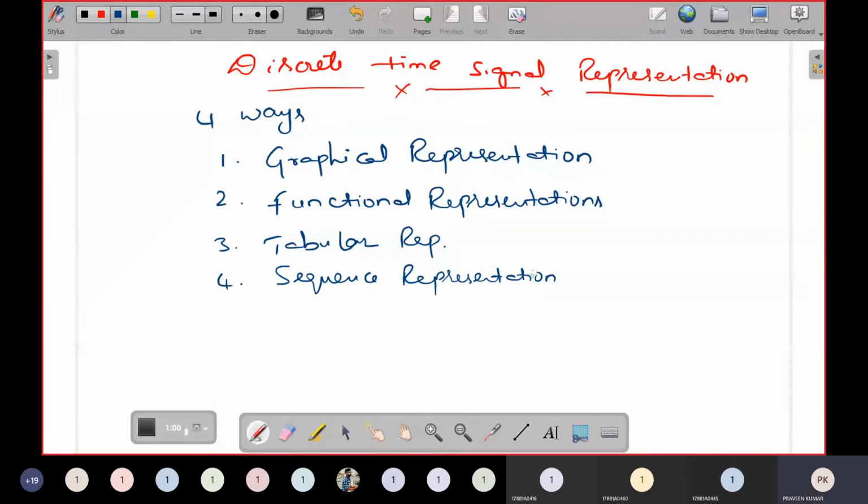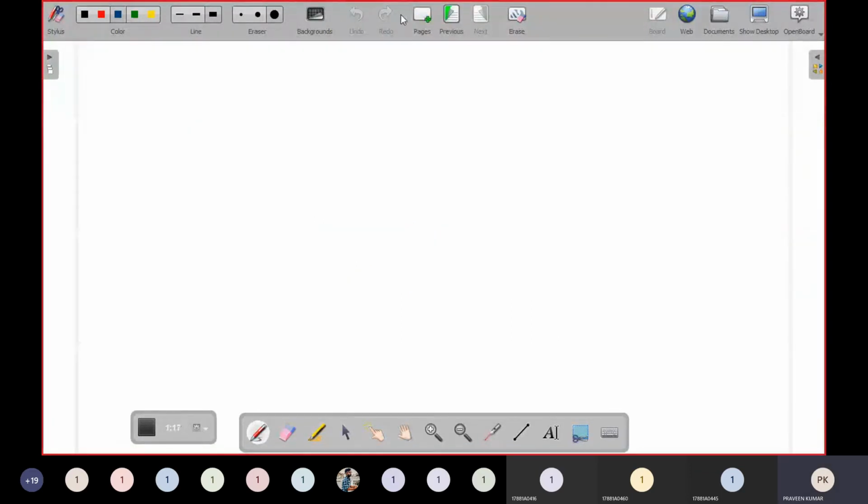We can represent the discrete time signals in four ways. One is graphical, second is functional, third is tabular, the last one is sequence representation. Let's see how one arbitrary discrete time signal is represented in the four ways. Let's see the first one, graphical.